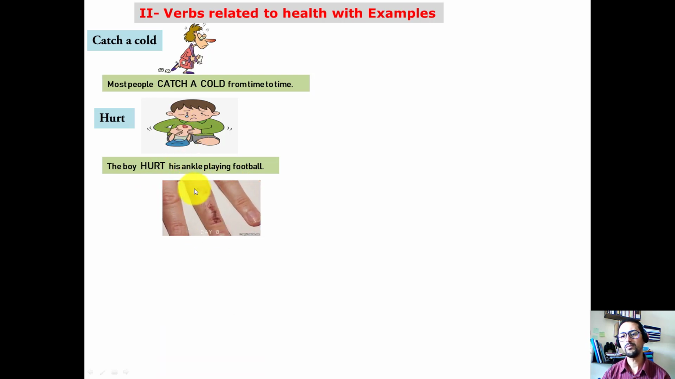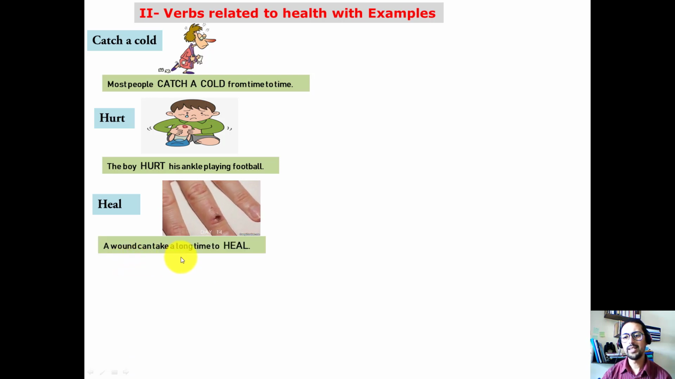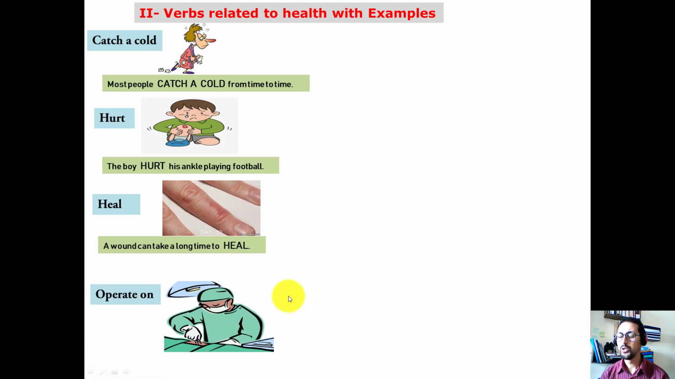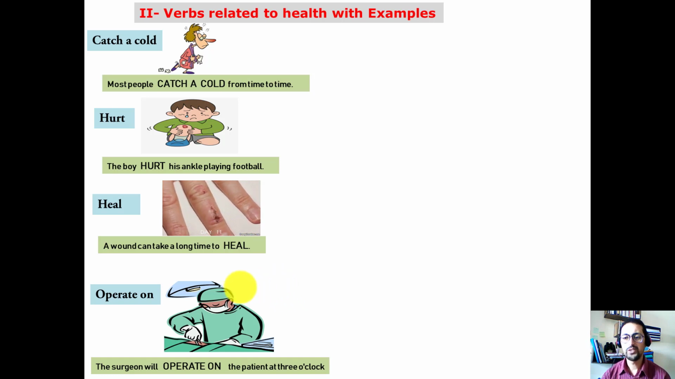Next. Look here. Yes, we can say heal. Heal in Arabic means يلتئم أو يشفى. So a wound can take a long time to heal. Like in here, it took 30 days or more than 30 days to heal. Next, we can see a surgeon, right? So the verb is operate on. For example, the surgeon will operate on the patient at 3 o'clock.